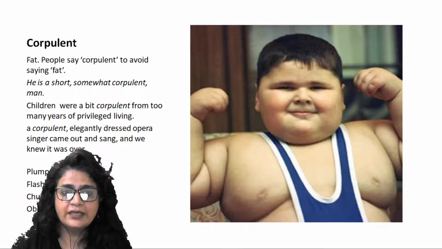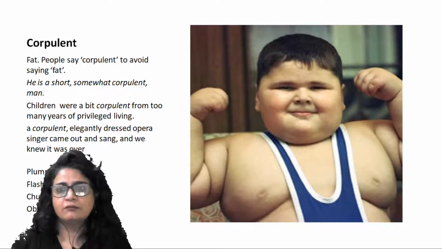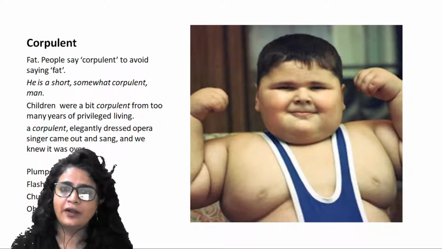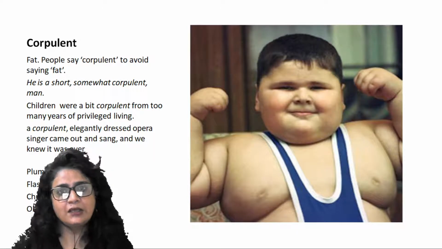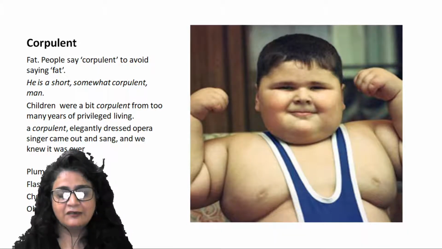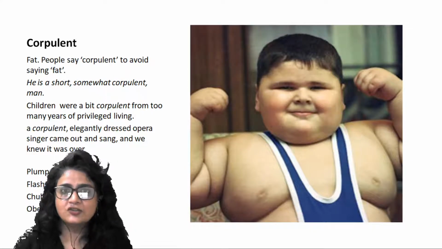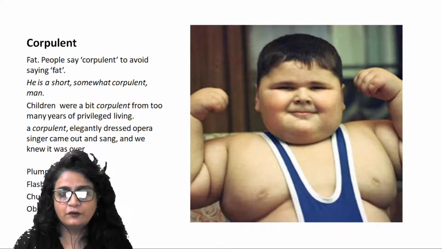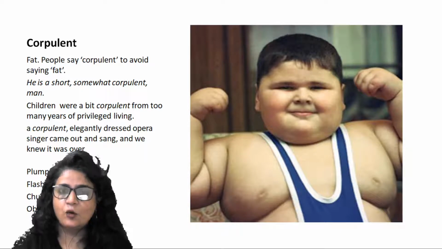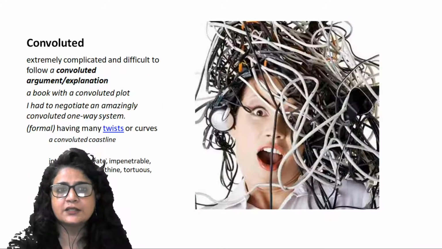A corpulent, elegantly dressed opera singer came out and sang. So here, a woman who was obese, but since you're describing a singer, you're not using fat or obese, but you're saying corpulent. So this plump baby can be a corpulent baby because a lot of people do not call their babies or children fat. So plump is another word. Flashy, because you get to see a lot of flesh. Chubby is a very frequently used word for calling children who are extra fat and obese. So chubby, plump, flashy, and obese, all for somebody who is overweight.